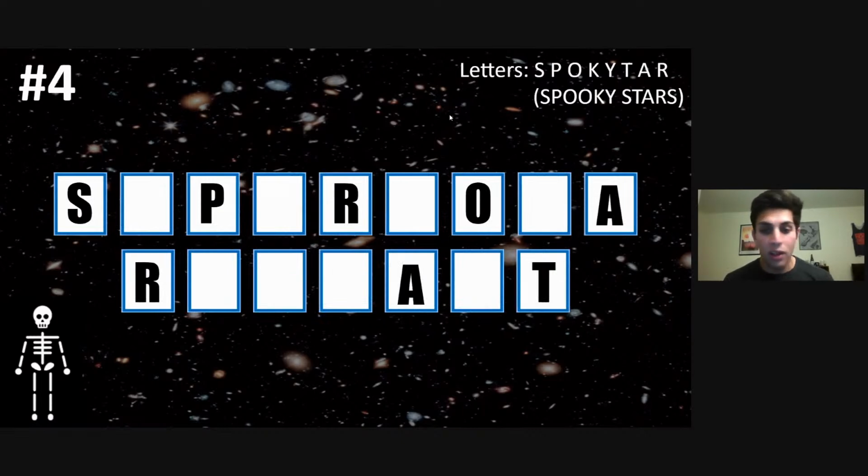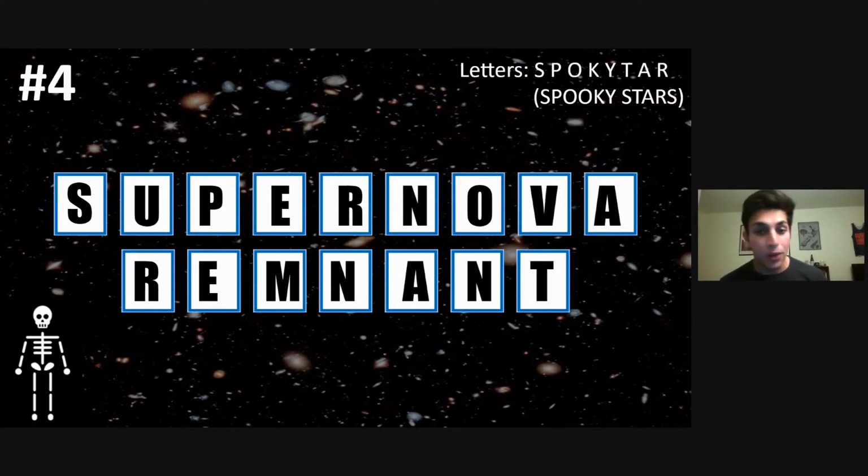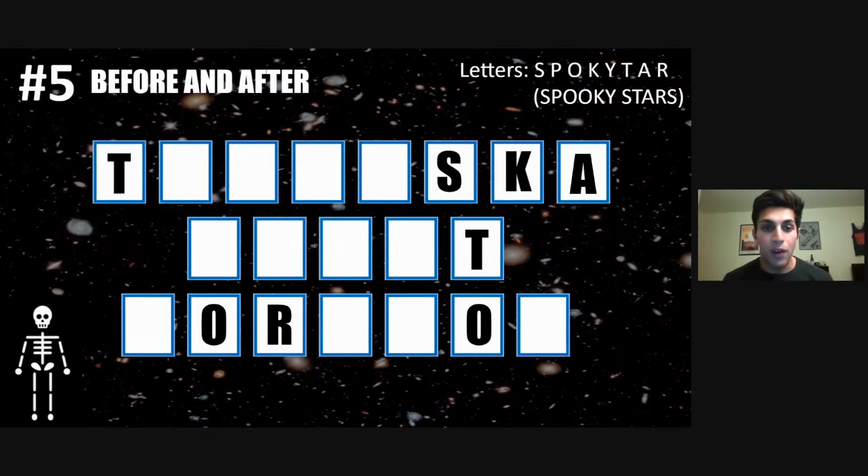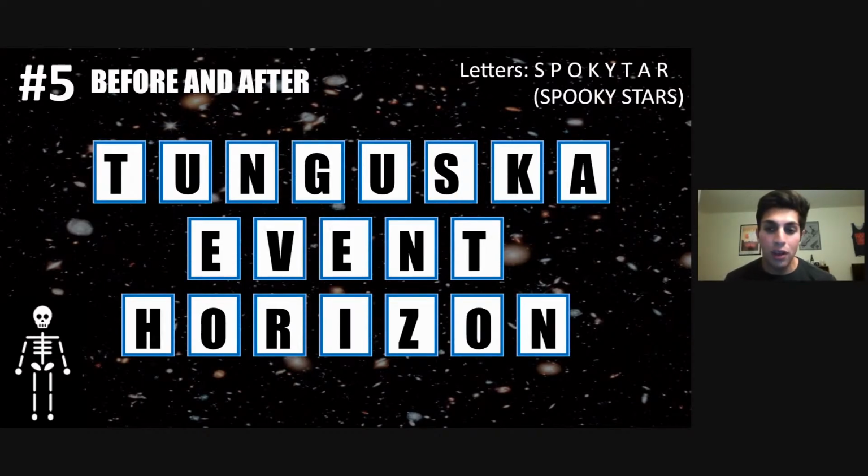Number 4, you'll hopefully recognize it from that second talk there, supernova remnant. This is kind of what remains after a star dies and after a supernova happens. Number 5, this was the fun before and after question. This was the Tunguska event and the event horizon, which together makes the Tunguska event horizon.